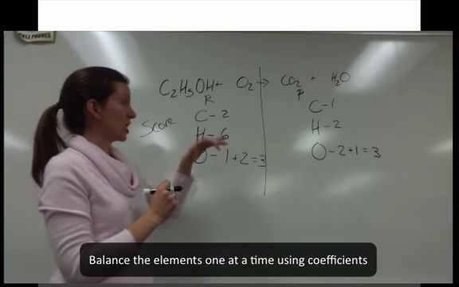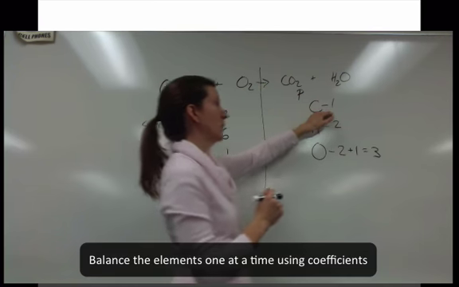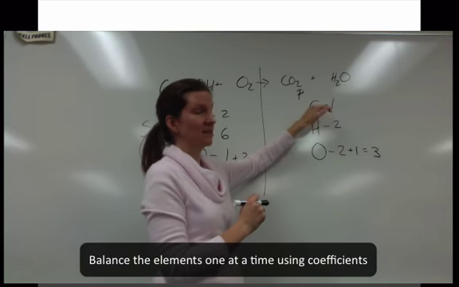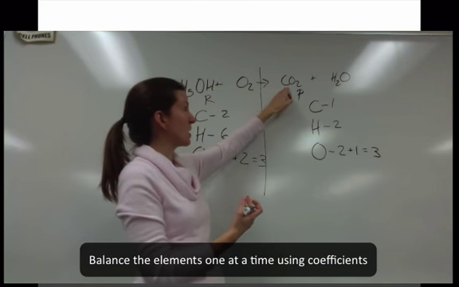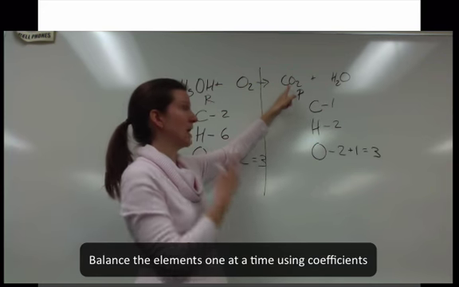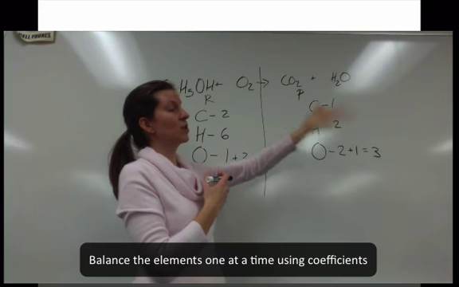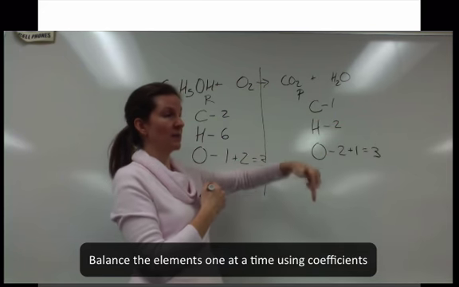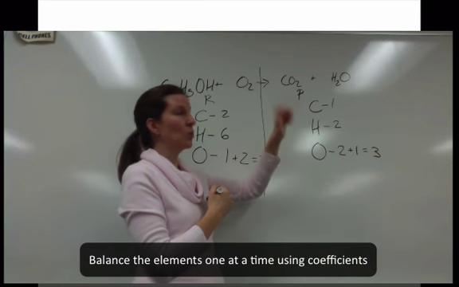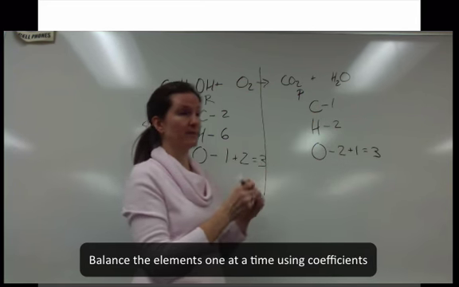I'm going to start with my carbons. I have 2 carbons here and I only have 1 carbon on this side. I have to have 2 here for the game to be over. So here's my carbon. I only have 1 in the compound. So the question is, what coefficient can I put out front that if I multiply by the subscript on the element would give me the number I hope for?